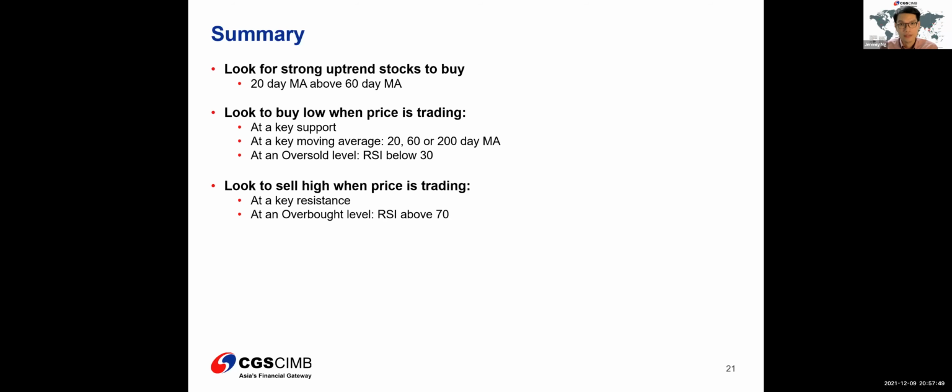What is best is when we have all 3 points coming in at the same time. For instance, like I showed you in the previous chart for Facebook, in the early January example, these three factors coincided all at once, which resulted in a very successful trade, where we had prices trading at a support level and at the same time at the 200-day moving average, where we also had an oversold signal, which led to a successful trade, like I mentioned.